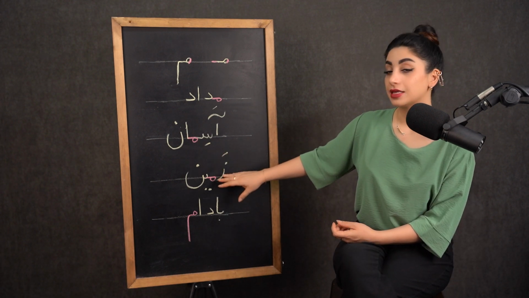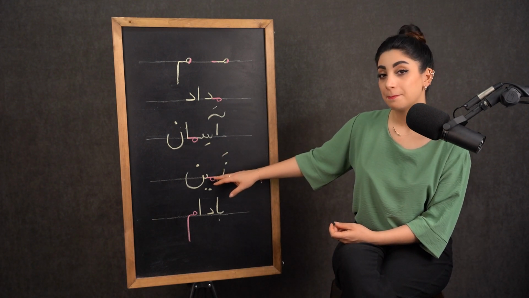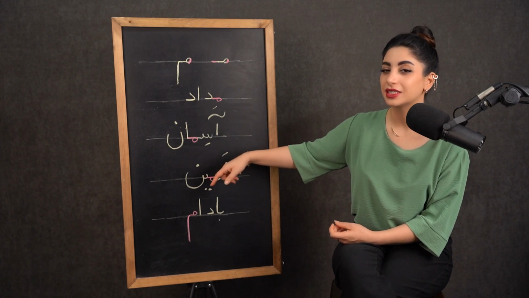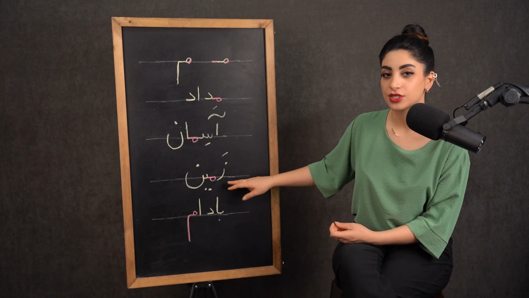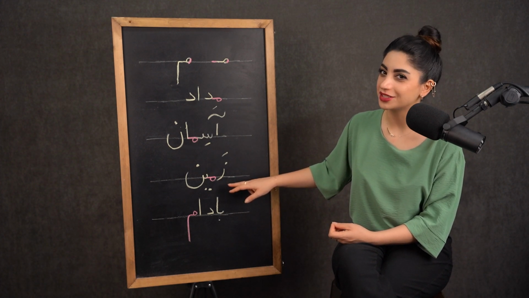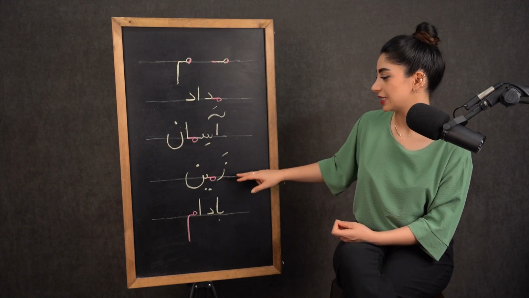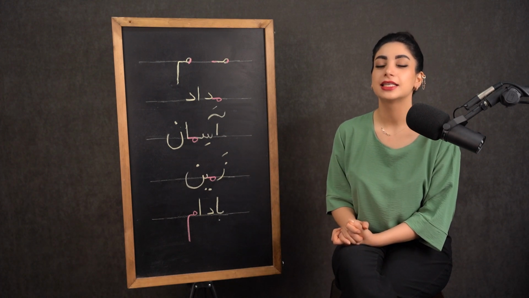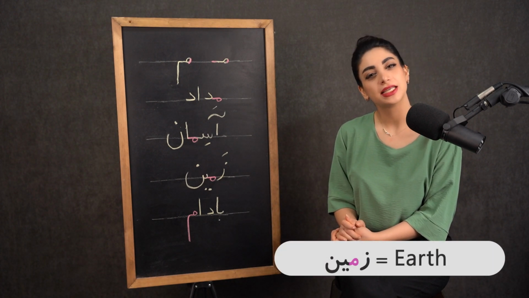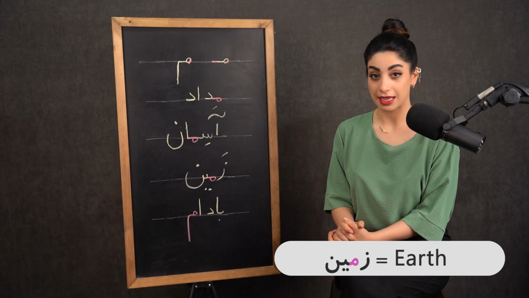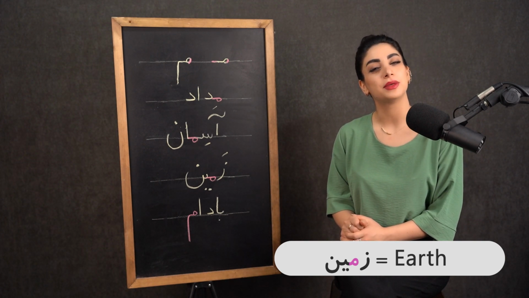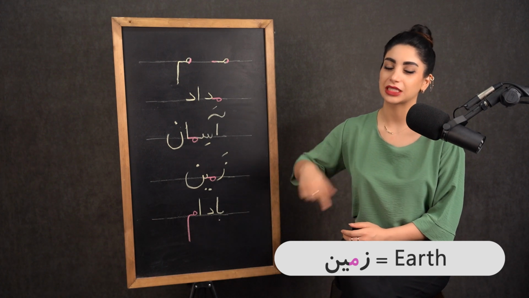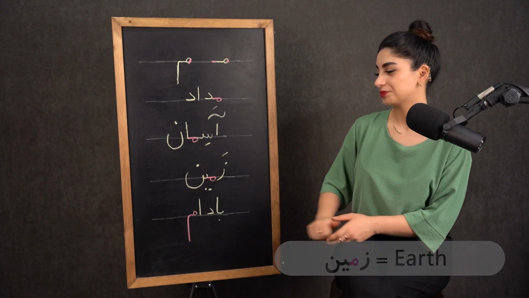Aseman. Now this one. Me has to attach to the letter that comes before that. And here it doesn't attach to ze because ze doesn't want to. You know that too. Read it with me. Zamin. Zamin is the same as earth in English. Zamin, earth. That round thing that we live on.